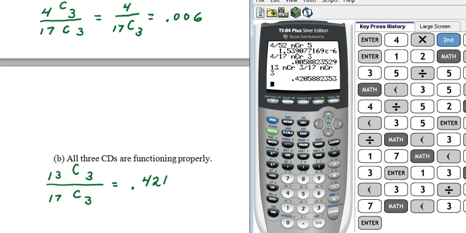I want to draw your attention to the graphing calculator just for a moment. In that last computation, in the middle of it, you see the 3 divided by 17. That division never occurs since the NCR operation pulls the 13 and the 3 toward it in the numerator and the 17 and the 3 toward it in the denominator. So parentheses are not required here.